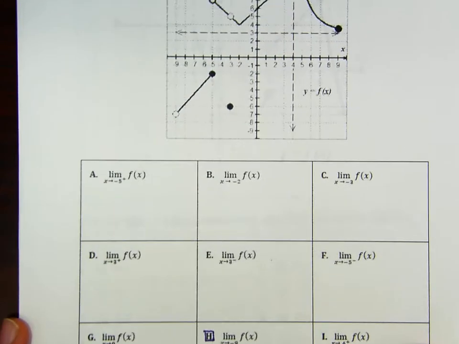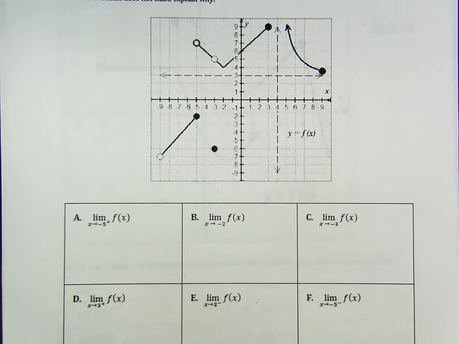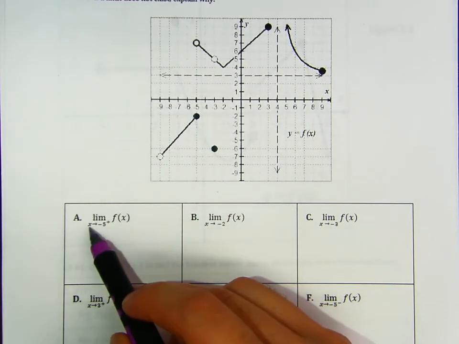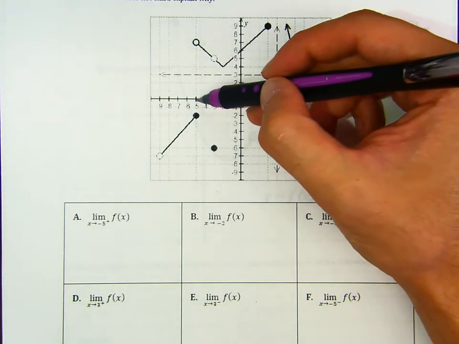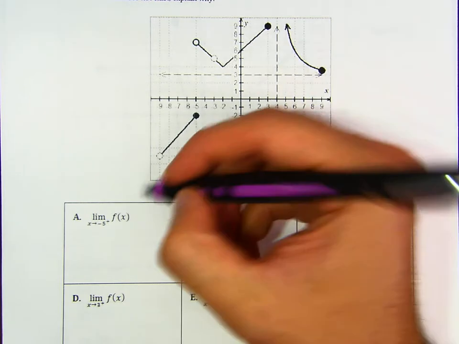Okay, so let's say you did these questions. I'm going to go through this a little bit fast. Here, the limit of f of x as x approaches negative 5 from the right. So where is negative 5? From the right, it's approaching 7.